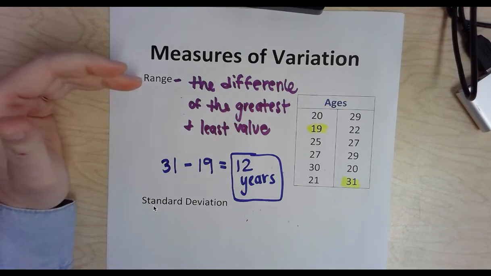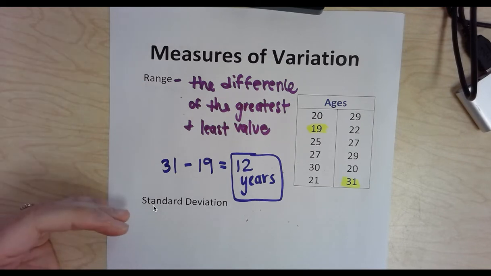Okay, so range is one way of trying to describe how your data is spread or distributed. Standard deviation, we will get into tomorrow. It's another way to look at how your data is spread.